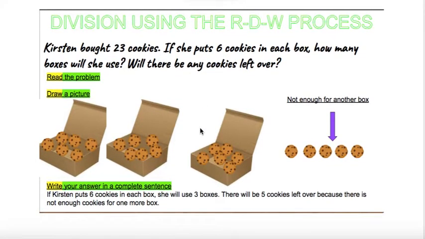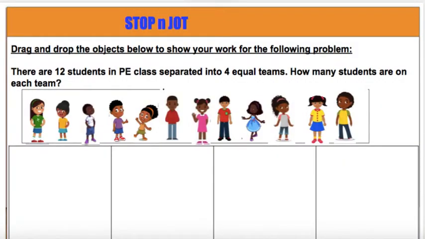Here's how we're going to do that. We're using the RDW process. The R stands for read, the D stands for draw, and the W stands for write. So we're going to be reading our problem, drawing a picture, and then writing our answer in a complete sentence. Let's go ahead and get started. Here's our first problem.